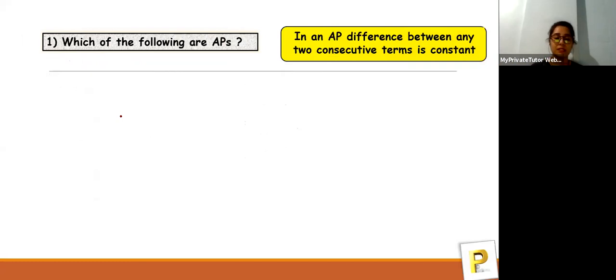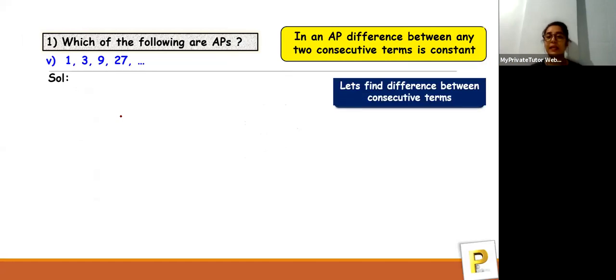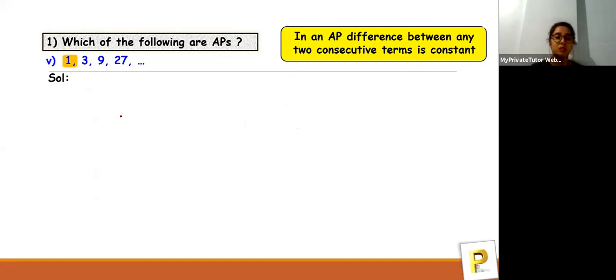So which of the following are APs again? 1, 3, 9, 27 are your numbers. In an AP, the difference of two consecutive terms is constant. You have to remember this. Okay, let's find the difference between the consecutive terms. A1 is 1, A2 is 3, A3 is 9, and A4 is 27.